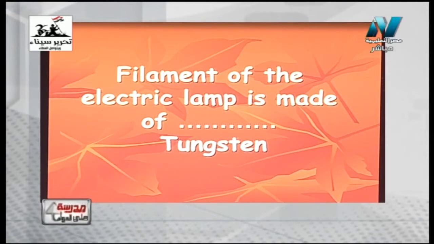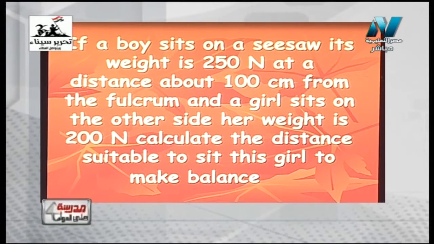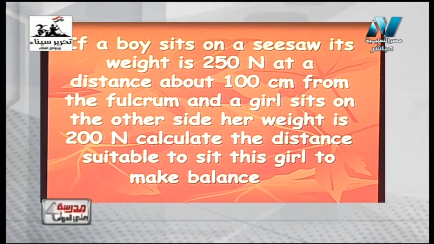Another question. It's a problem of lever and we know problem of lever is very interesting and very easy at the same time because it only needs one law, هي تحتاج بس قانون واحد, and we can answer it easily if we know how to extract the values. Again, the question says, if a boy sits on a seesaw, his weight is 250 newton at a distance of 100 centimeters from the fulcrum, and a girl sits on the other side. Her weight is 200 newton. Calculate the distance suitable to seat this girl to make balance.